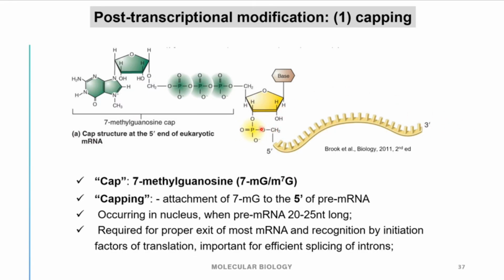The addition of the 7-methylguanosine cap allows for the proper exit of the mRNA from the cell nucleus, and it's very important for the subsequent process that happens on mRNAs, which is translation, because eukaryotic ribosomes recognize the 7-methylguanosine cap in order to bind to the mRNAs. This is also important for the efficient splicing of introns later on in the post-transcriptional process.